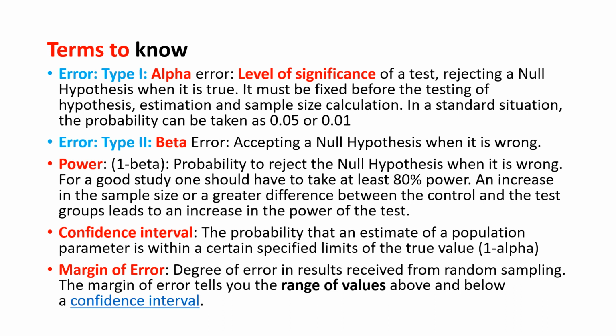The probability that an estimate of a population parameter is within certain specified limits of the true value is usually calculated by 1 minus alpha error. And margin of error is the degree of error in results received from random sampling. It tells you the range of values that fall above or below the chosen confidence interval.